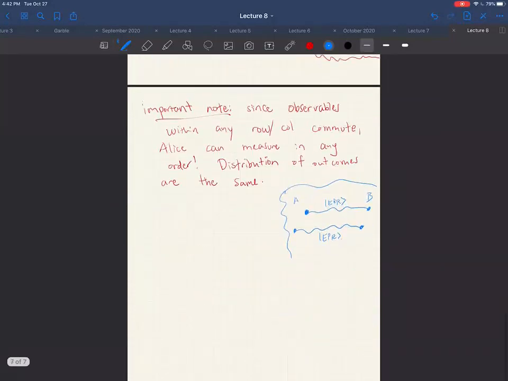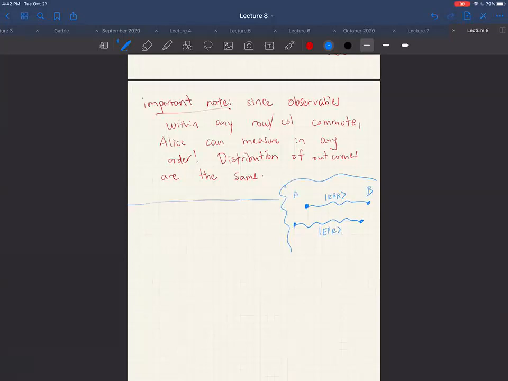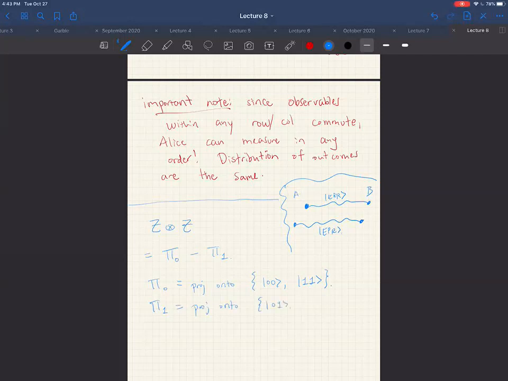Okay, so this is maybe a good thing to go over. Let's look at the observable Z times Z. So this is a binary observable, equal to a projector pi zero minus pi one. And the binary measurement that you're performing on these two qubits is this projective measurement, pi zero, pi one. But what is pi zero? It's going to be the projector onto 0,0 or 1,1. And pi one is going to be the projector onto 0,1, 1,0.